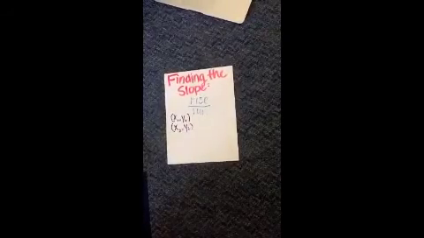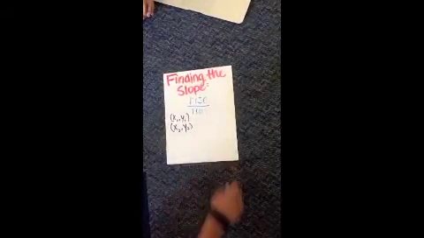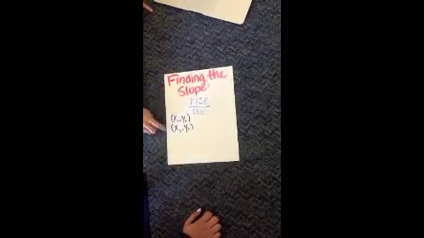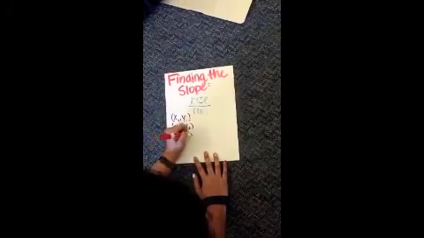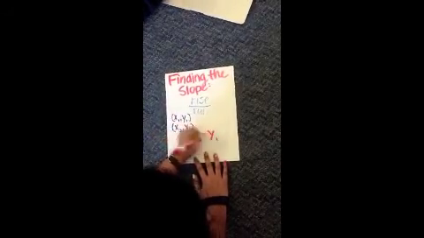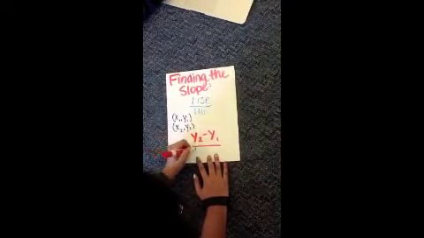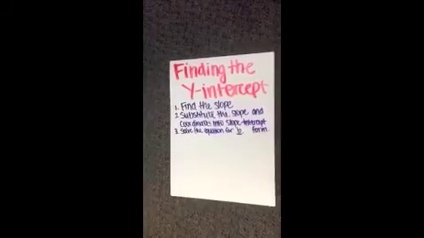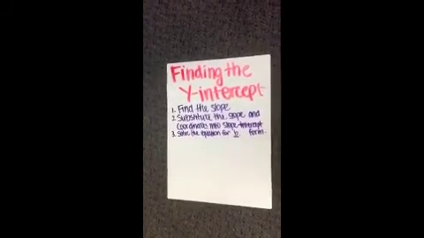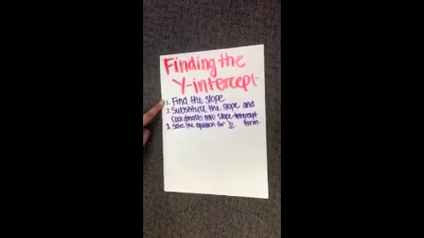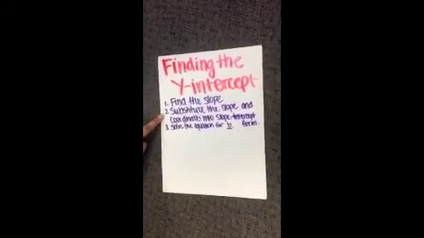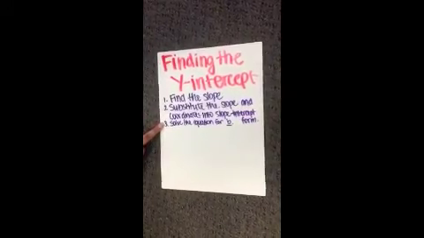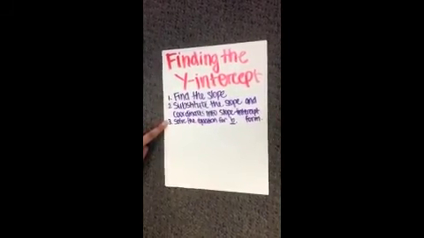So slope is rise over run. Let's say you're given two coordinates such as (x1, y1) and (x2, y2). The slope would be y2 minus y1 over x2 minus x1. The way to identify y-intercepts is by 1, finding the slope, 2, substituting the slope and coordinate into slope-intercept form, and 3, solving the equation for the value of b.